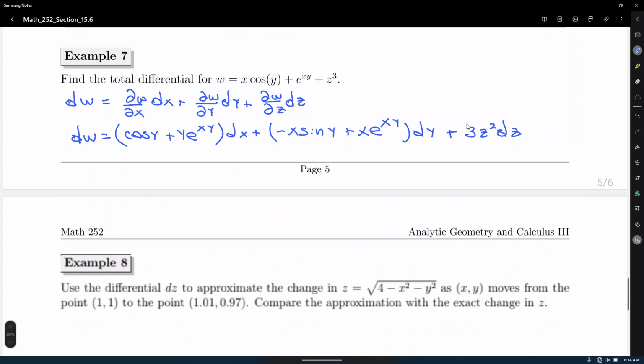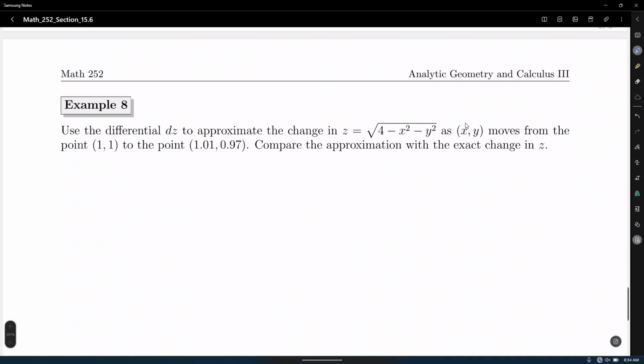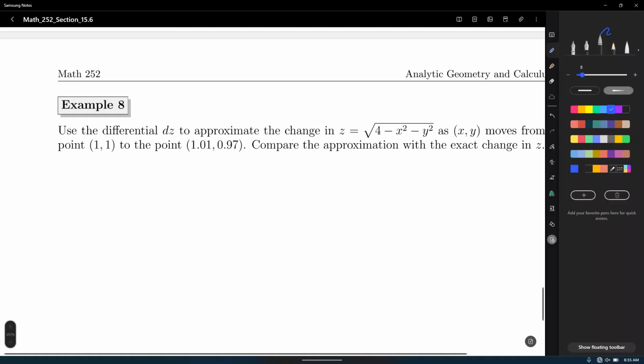So here we're going to find a. All right, so we will use the differential dz to approximate the change in the function z equals the square root of 4 minus x squared minus y squared as (x, y) moves from the point (1, 1) to the point (1.01, 0.97). So here the tricky part is to figure out the deltas, the increments or decrements potentially. All right.